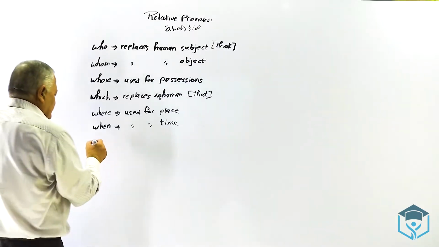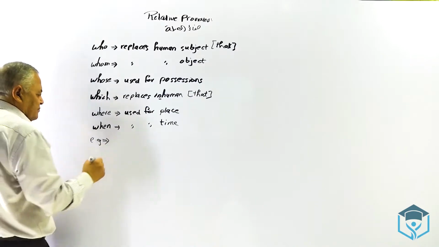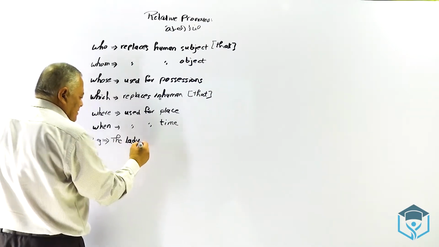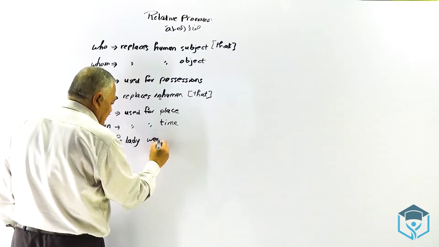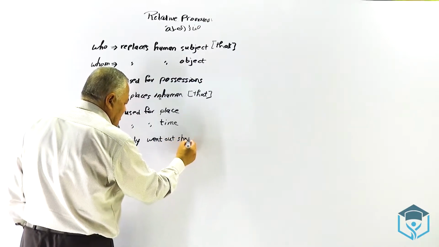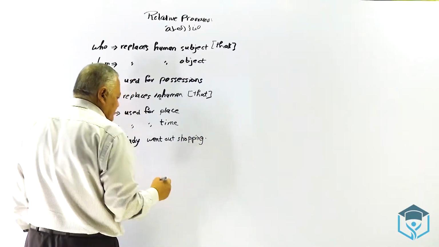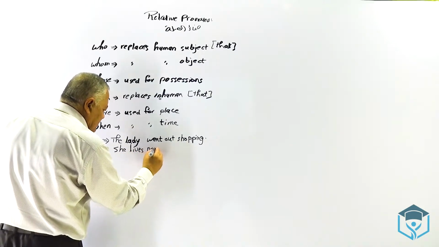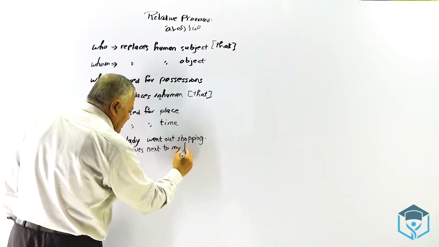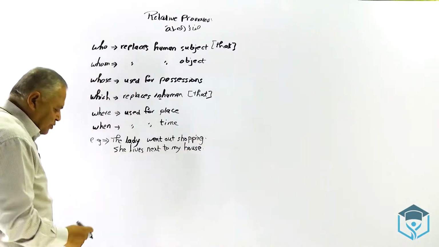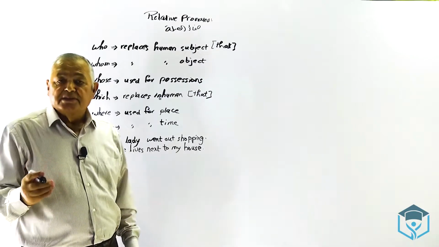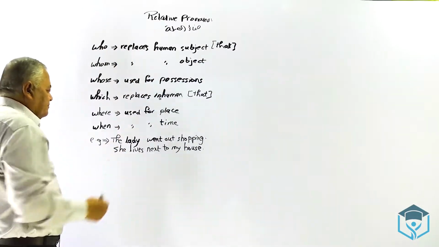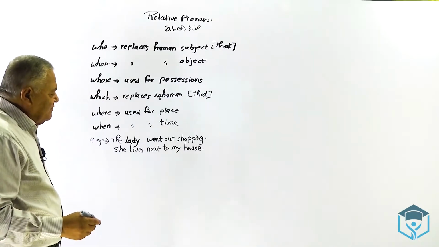Okay, let me write down this example. I say, the lady went out shopping. Next sentence, she lives next to my house. These are two sentences. We want to make something called sentence combination: how to combine these two sentences into one by using one of the relative pronouns.